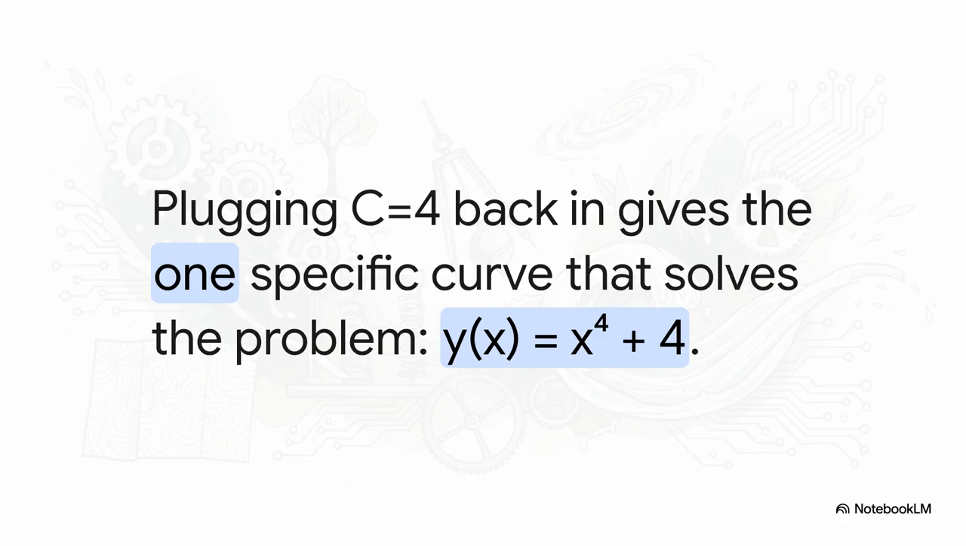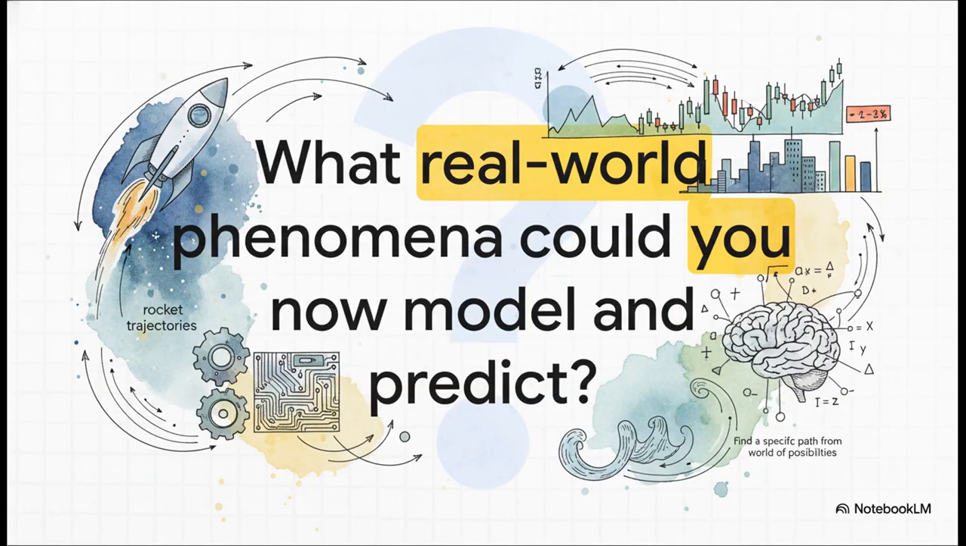This is it. This is our particular solution. It's the one and only curve that solves the equation and goes through that specific starting point. We've gone from infinite possibilities down to a single predictable path. So we've seen how to use this language of change, these differential equations, to find a unique solution. And this exact process is what's used to model everything from predicting the weather to figuring out a rocket's trajectory.